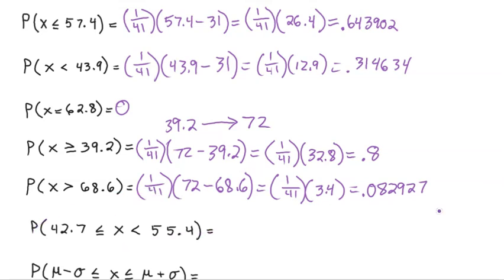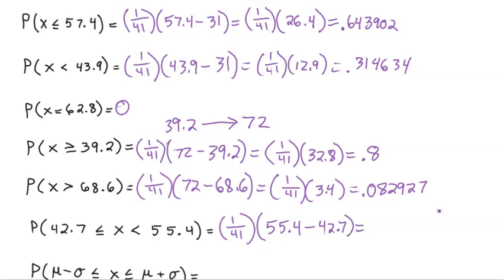And so basically what we're going to do is when we do the subtraction, we're going to do 55.4 minus 42.7. So again, it's going to be 1 over 41. We always start with the probability density function times the upper limit of the interval, which is 55.4, minus the lower limit, which is 42.7.